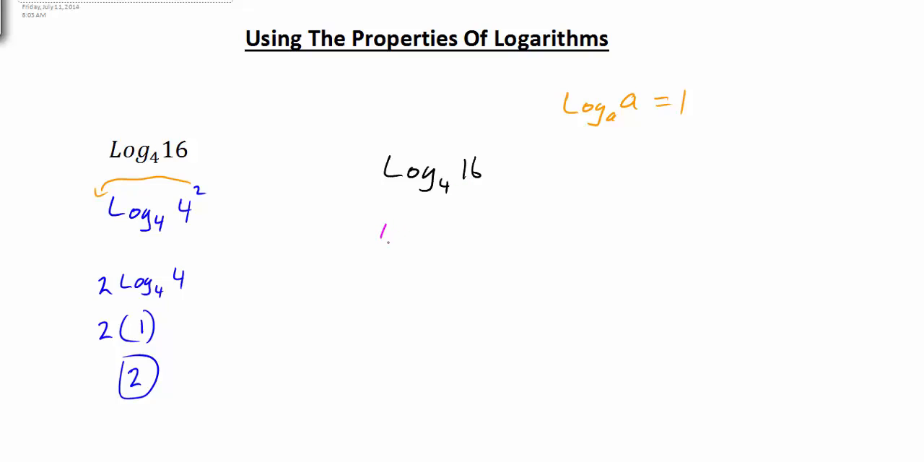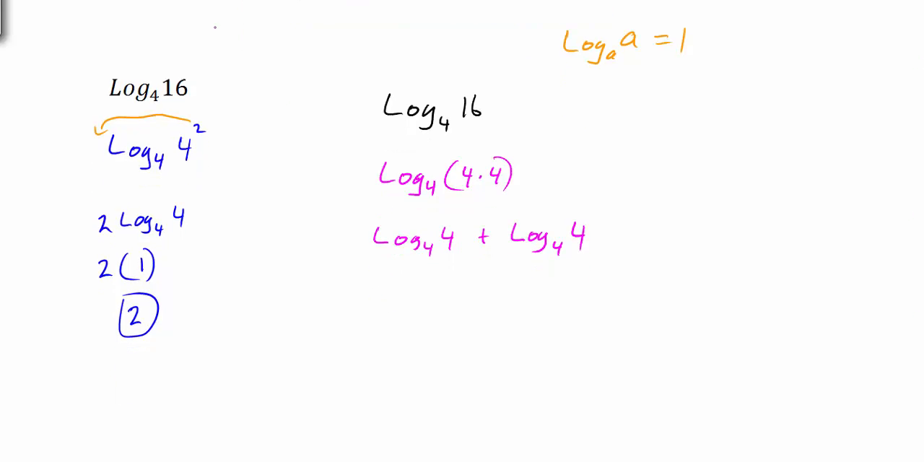Well, we could have simply said this is log base 4, and 16 is the same thing as 4 times 4. And then we could say, well, this is multiplication, and we could split this into addition. So log base 4 of 4 plus log base 4 of 4. And again, because the bases here match up, log base 4 of 4 is 1, so that turns out to be 1 plus 1, which equals 2.